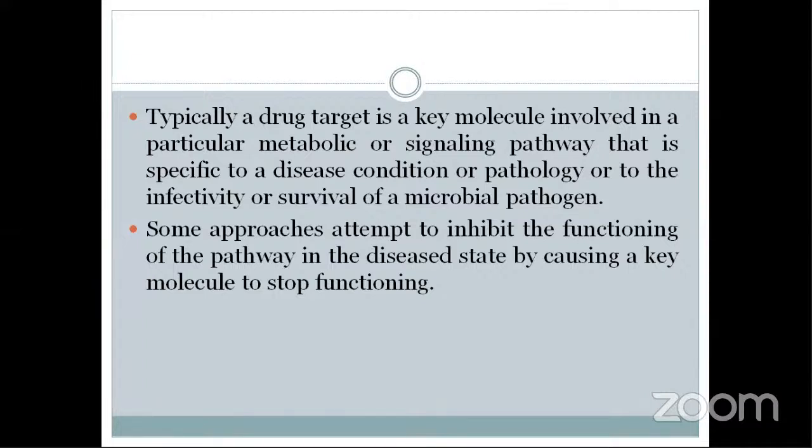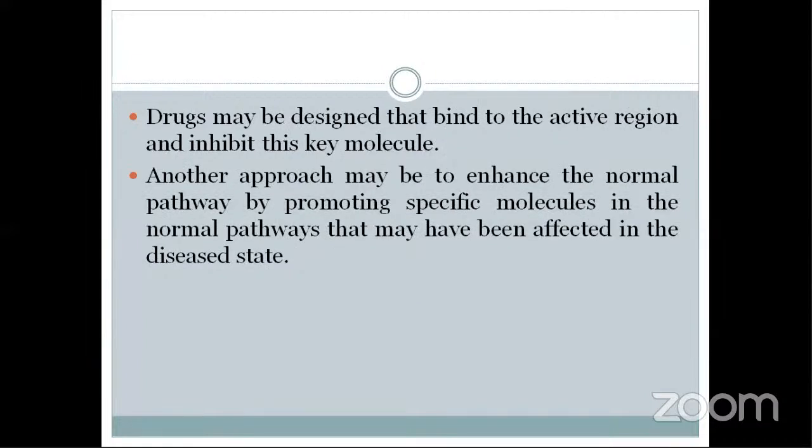Some approaches attempt to inhibit the functioning of the pathway in the disease state by causing a key molecule to stop functioning. Drugs may be designed that bind to the active region and inhibit the particular key molecule. Another approach may be to enhance the normal pathway by promoting specific molecules in the normal pathway that may have been affected in the disease state.